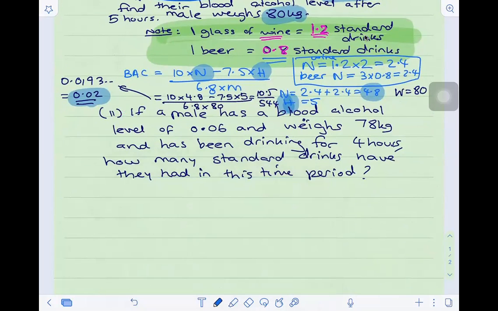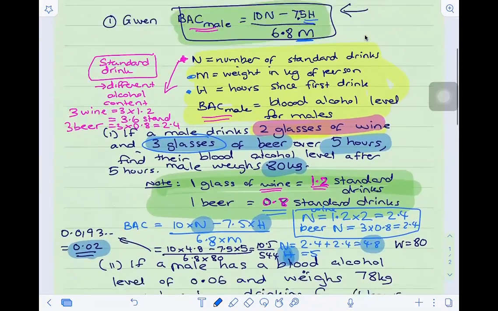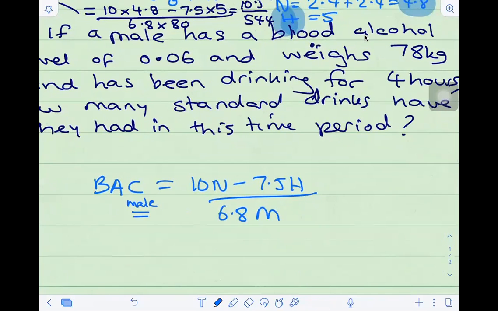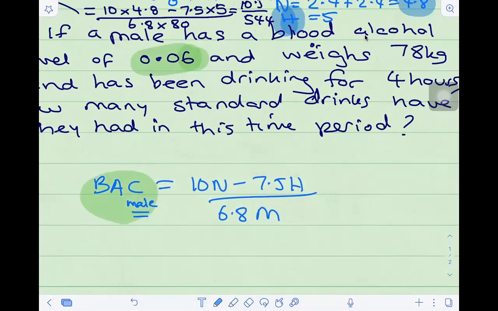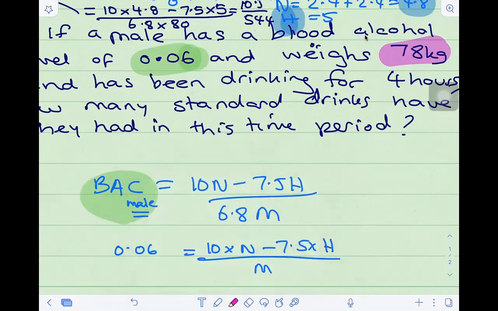All right, so let's look at this next one here. We're going for the male again. So the BAC for the male was 10N minus 7.5H over 6.8 times M. Okay, a slightly different formula for the female, but it'll be the same method. The blood alcohol level here is 0.06, so we can replace that with 0.06. So we substitute. Better put all the times signs in here because it makes it easier when you substitute. The male weighs 78 kilos, so the mass is 78. We're going to substitute in the 78 just there, for the mass.